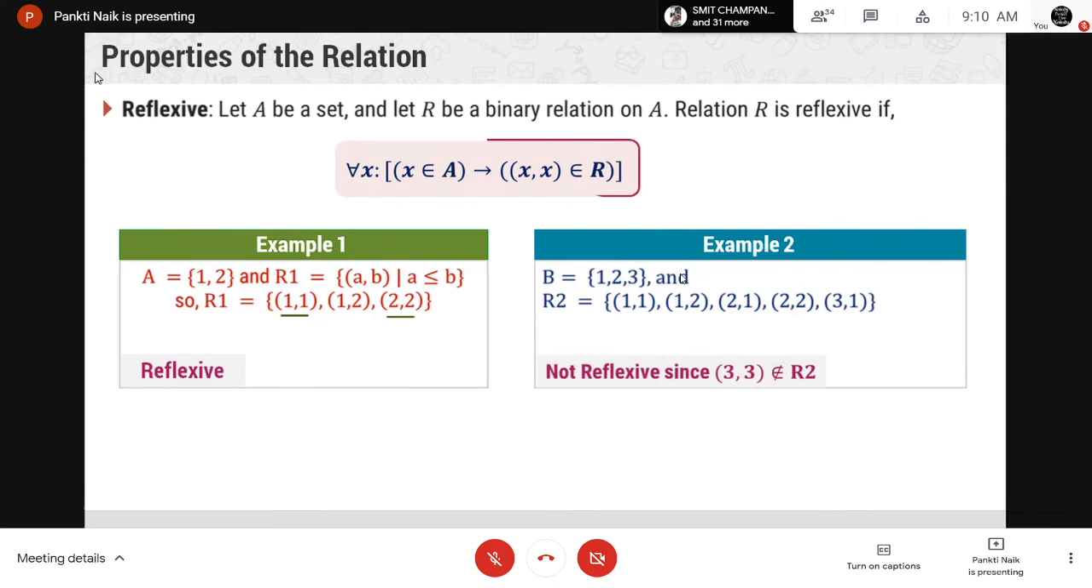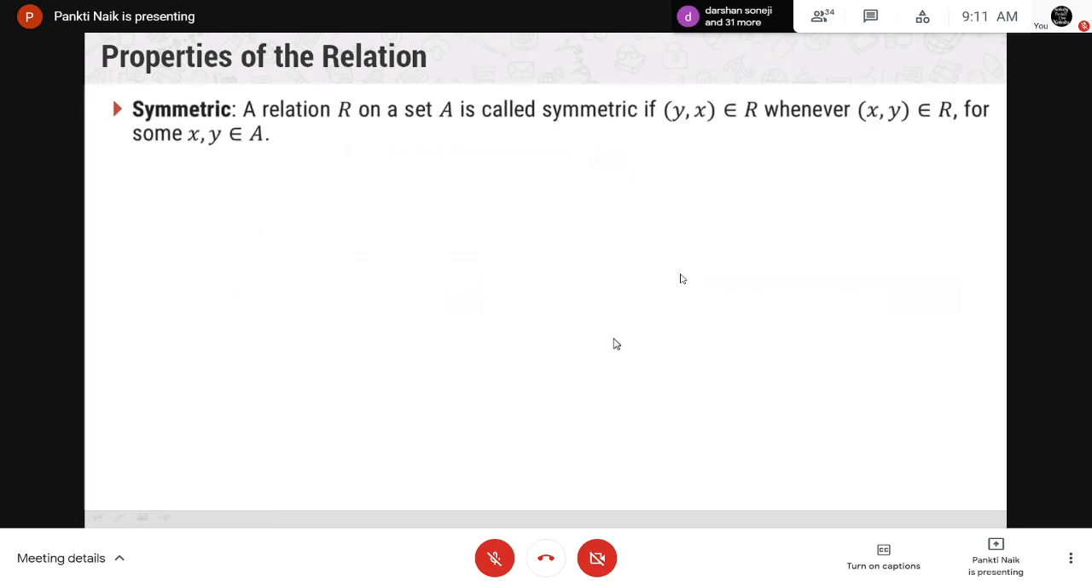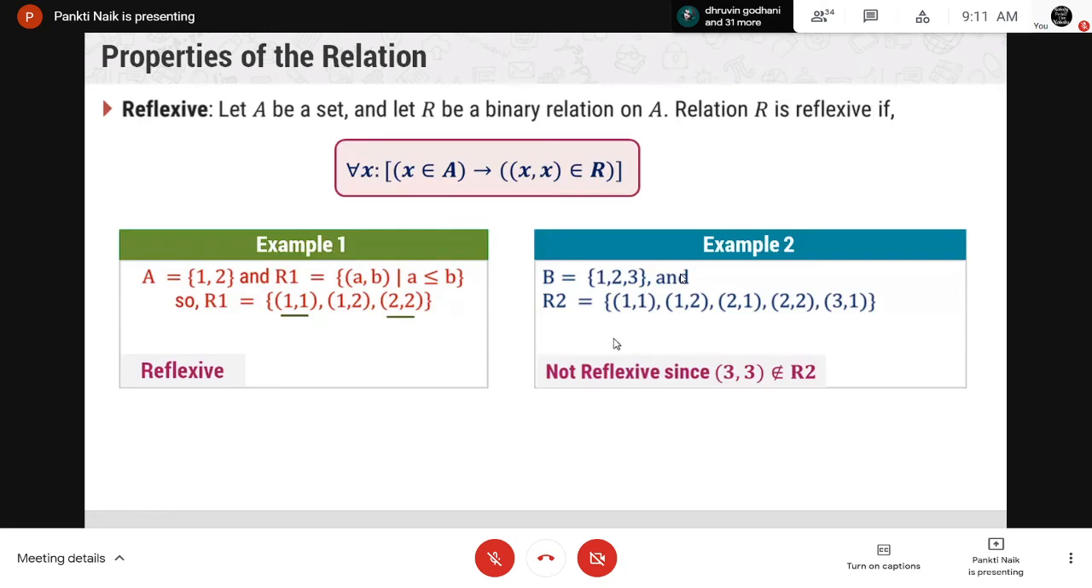Now see the second example, right? Here X is equal to {1, 2, 3}, right? And x is an element of A, right? Now relation is (1,1), (1,2), (2,1), (2,2), (3,3), right? So for every x, is (x, x) a member of R? No, because (3,3) is not a member of R2, right? So this relation is not a reflexive relation because (3,3) is not a member of R2, right?